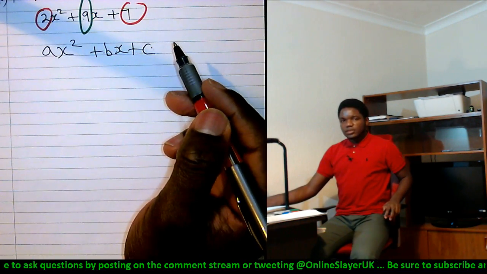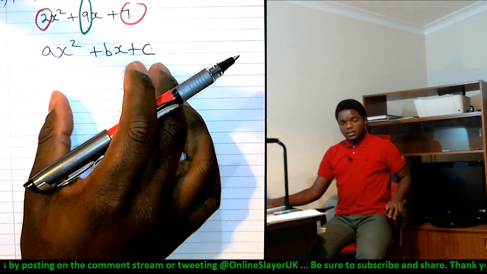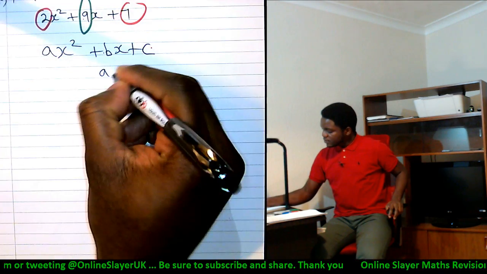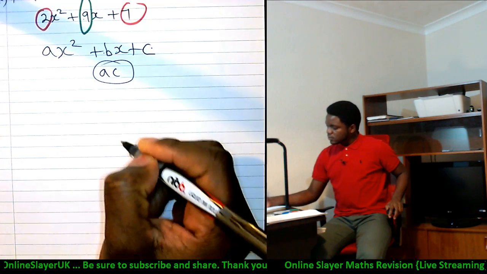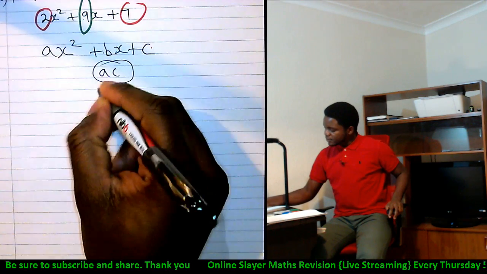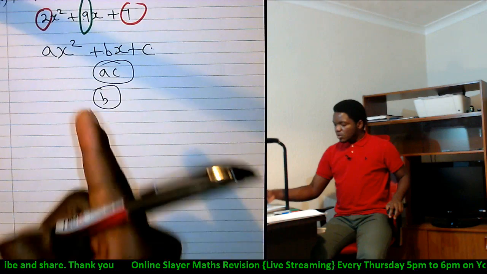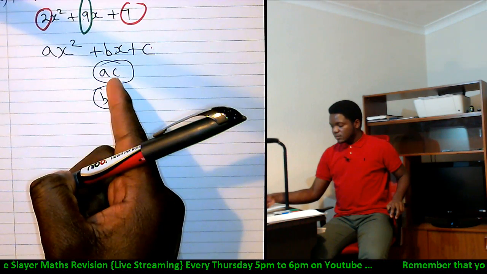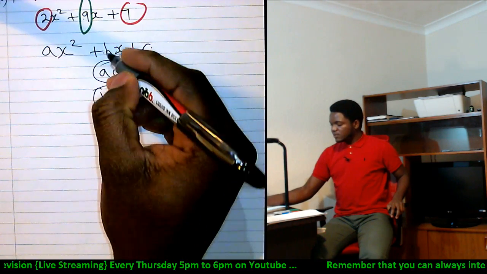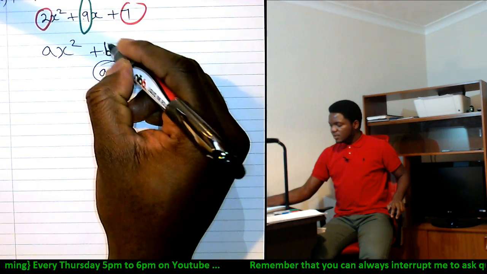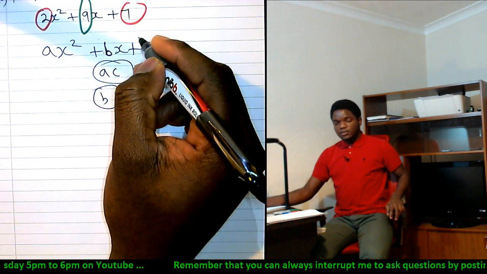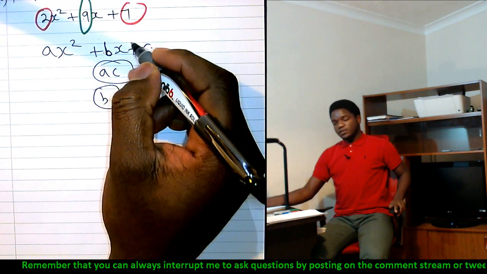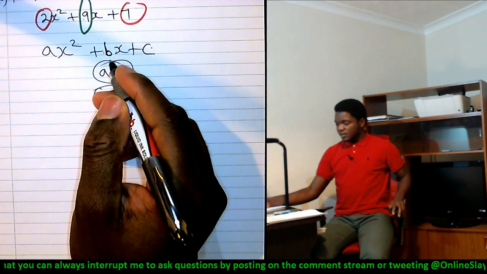What do we want to use this knowledge for in factorization? Like I said, there are two things to take note of: AC and B. And what you need to do is to look for factors, because what we want to do is to split this bx into two factors, into two components, okay? Something plus something, which will add up to give you bx.